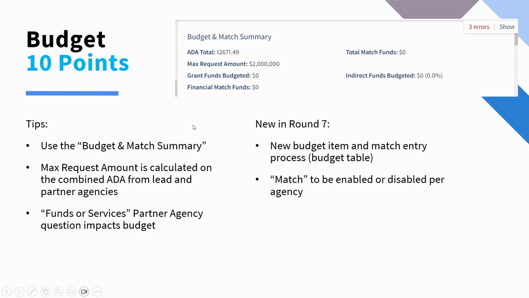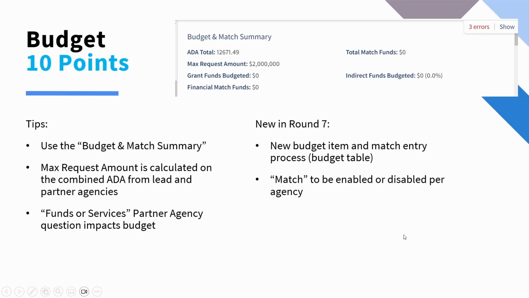And the other thing I like to point out is that when we put in the partner agency details earlier in the application, we were asked a question whether that partner agency would be contributing funds or services. If you chose funds, they will be included in the budget. If you just chose services, they will not be. So that toggle switch on that previous section will impact how the budget page shows up.